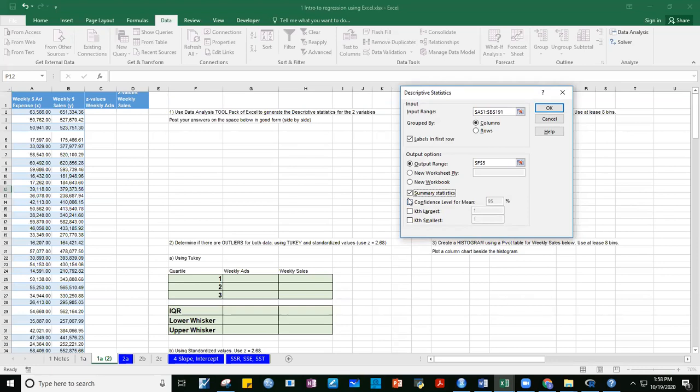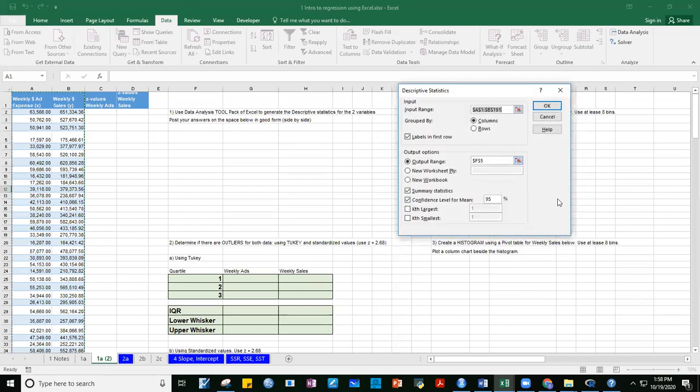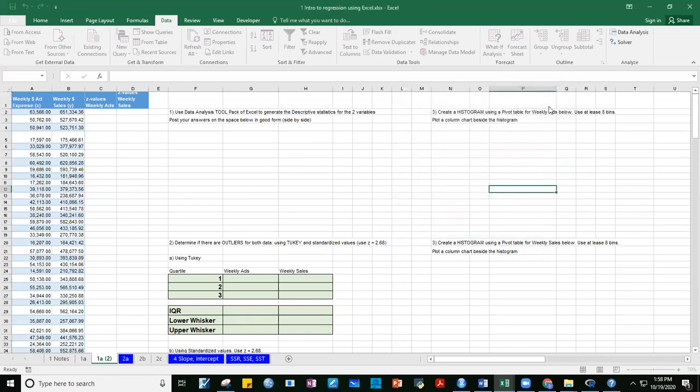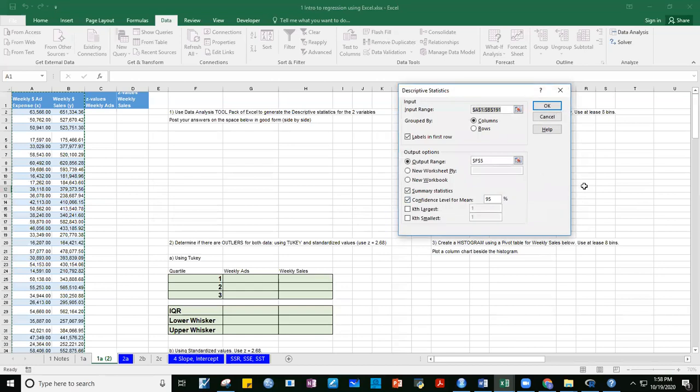And you can also click here confidence level for the mean. Okay, 95%. Tapos wag na yung kth largest and kth smallest. Wag na. Okay, are you ready guys? Okay. Oops. Wait, we'll overwrite existing data kasi bababa siya, no? Okay, sandali, cancel ko muna.